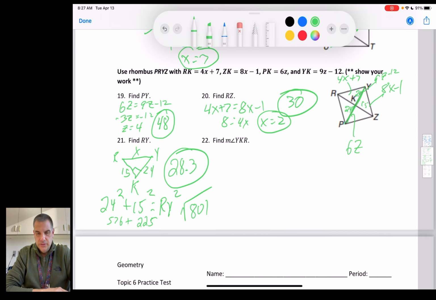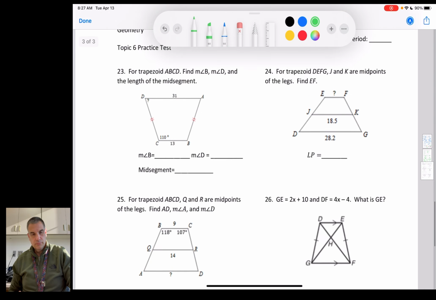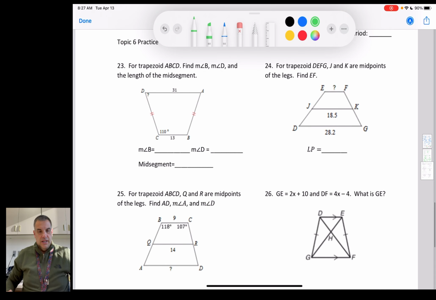And number 22 says find the measure of YKR. Remember that angle in a rhombus is always 90 degrees. Next one, we've got a trapezoid, and it's an isosceles trapezoid. So in an isosceles trapezoid, base angles are congruent.